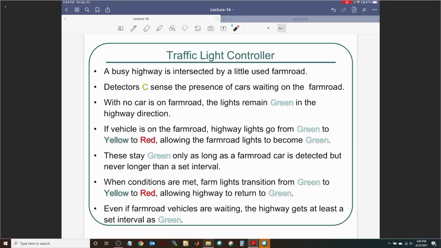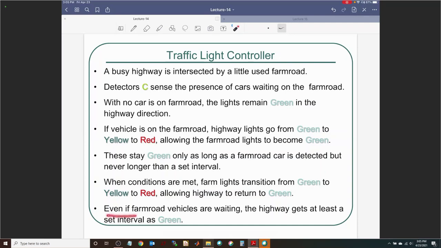So we are going to have two things that determine how long cars can go on the farm road. One, you need to be detecting a car, but that time can never be longer than a set timer. So if the timer expires, whether there is a car or not, we are going to turn off the green on the farm road. Next, when conditions are met, farm lights transition from green to yellow to red, allowing the highway to return to green. This is why traffic happens when you get a random influx of farm road cars. That's right.